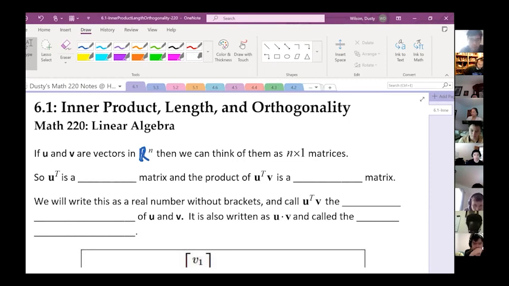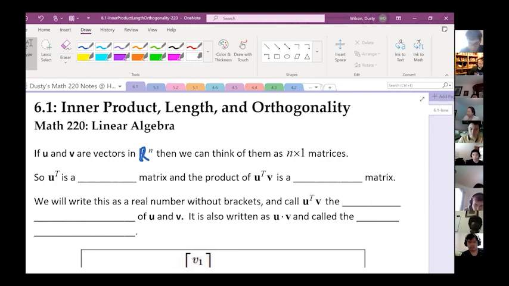All right, so today we're going to start talking about inner products, length, and orthogonality. And I'm hoping this will be pretty straightforward. Definitely so if you've had physics, Calc 3. Even if you haven't, it should be pretty straightforward.